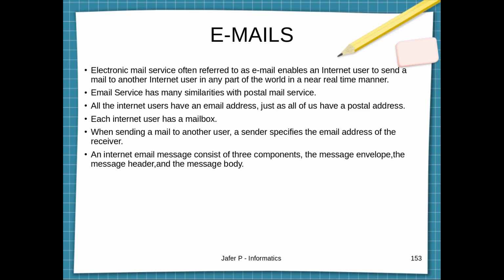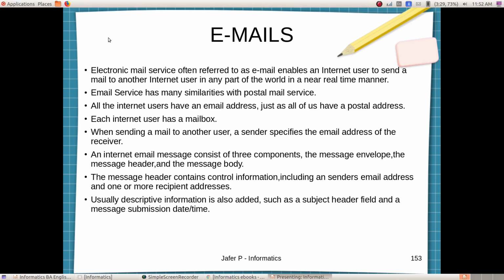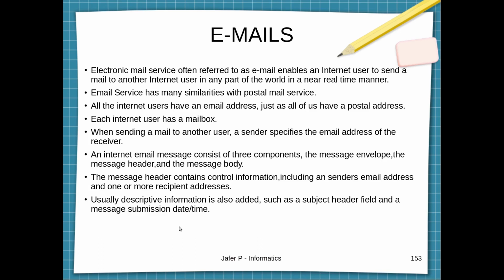An internet email message consists of three components. What are the components of an internet email message? There will be a message envelope, the message header, and the message body. What are those? Message envelope, message header, and message body. And the message header contains control information including the sender's email address and one or more recipient addresses, right? The sender's email address also you have to specify, and the receiver's email address, recipient addresses. Usually descriptive information is also added, such as subject header field and message submission date and time. So along with the message header, we are also adding descriptive information. What is the descriptive information? Descriptive information is the subject header and message submission date and time.